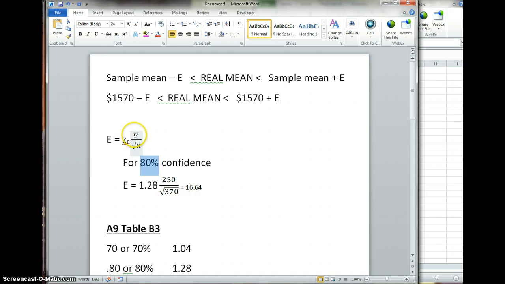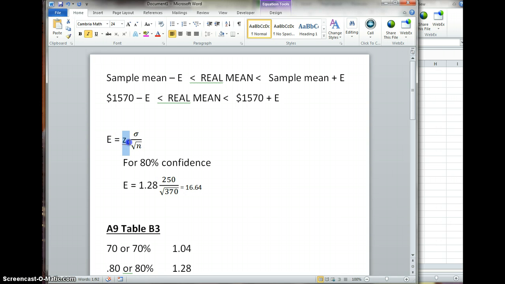So a lot of this formula you already know. This was given to you in the problem. They said that the standard deviation was 250. So you would plug a 250 in. This was given to you in the problem. They said they took a sample of 370. So you plug 370 in.